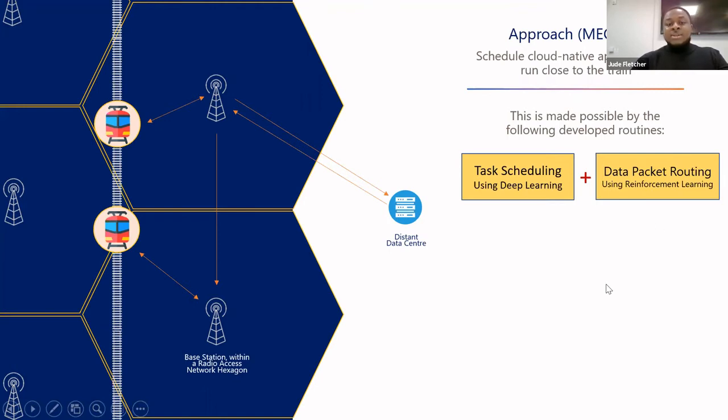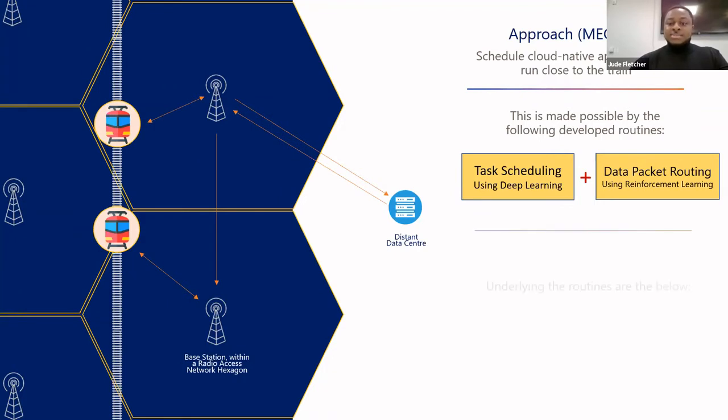The data packet routing routine also plays a very important role, because, as you saw initially, there are a lot of different network points through which data needs to travel to get to a person. Even though we can use Mecron to tell the best place to run the application, to actually run it there, data needs to go back and forth. So we built the data packet routine to route the data in the most efficient way, working hand in hand with the task scheduling routine to deliver the service. These two routines work together to dynamically allow an application to move with a train.